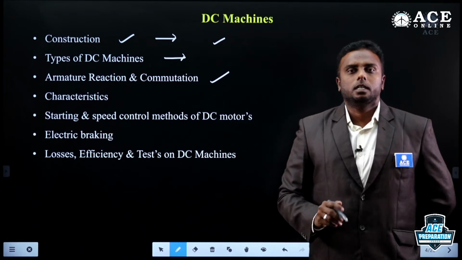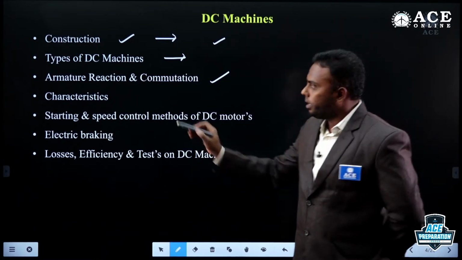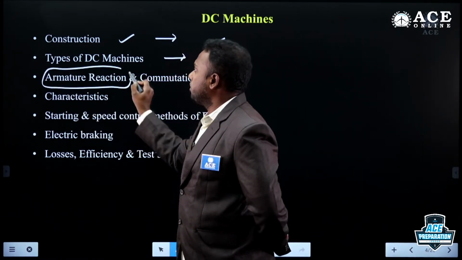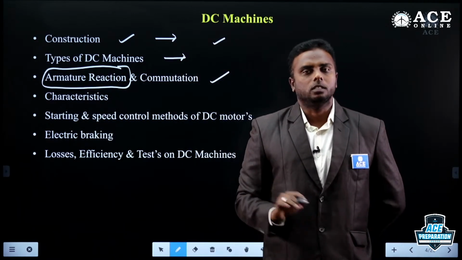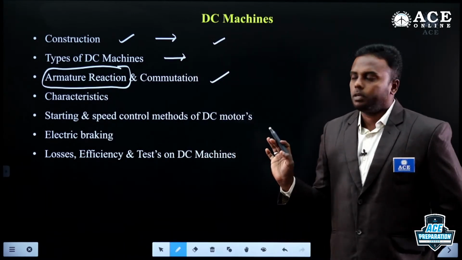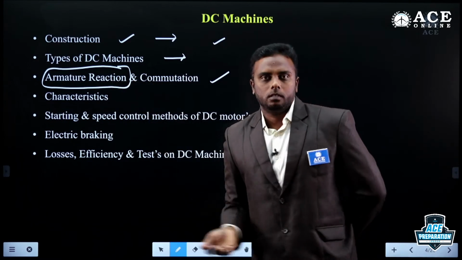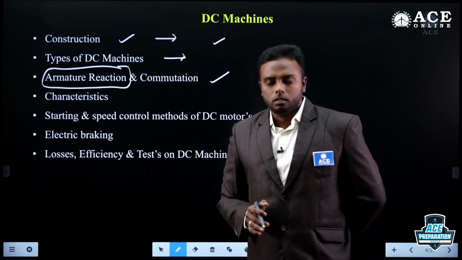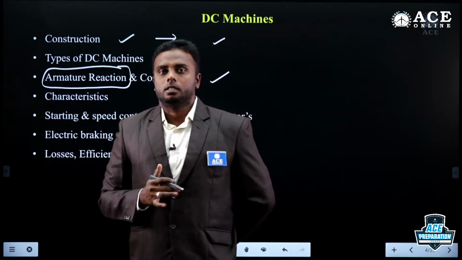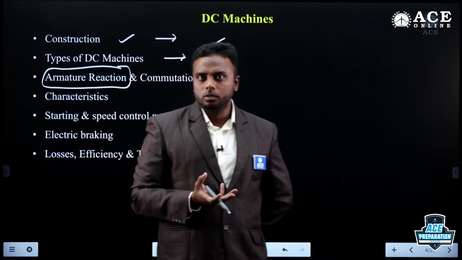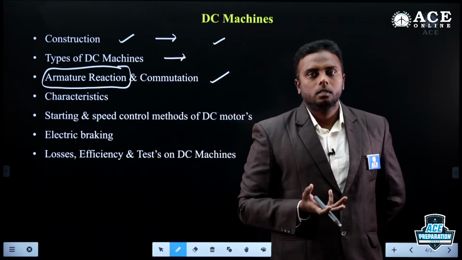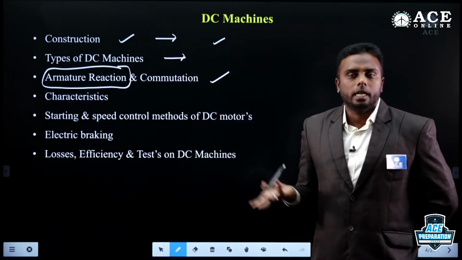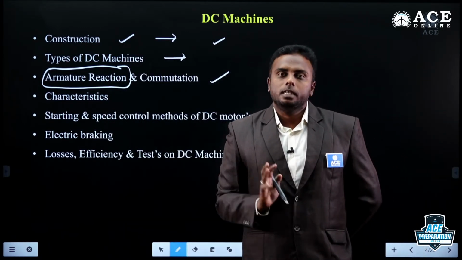And armature reaction and commutation. Anyhow, this armature reaction we will get in both DC and synchronous. Conceptually both are the same, but the explanation is a little different in DC when compared to synchronous. In synchronous, the armature reaction is very easy to understand because we draw direct phasor diagrams, and from there we consider what reaction is happening, but not in DC machine.